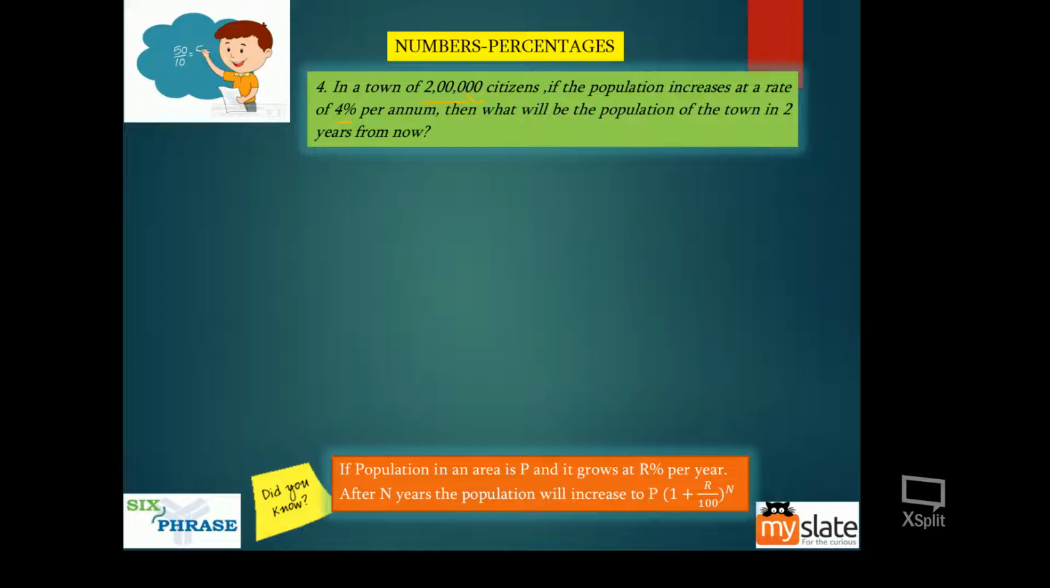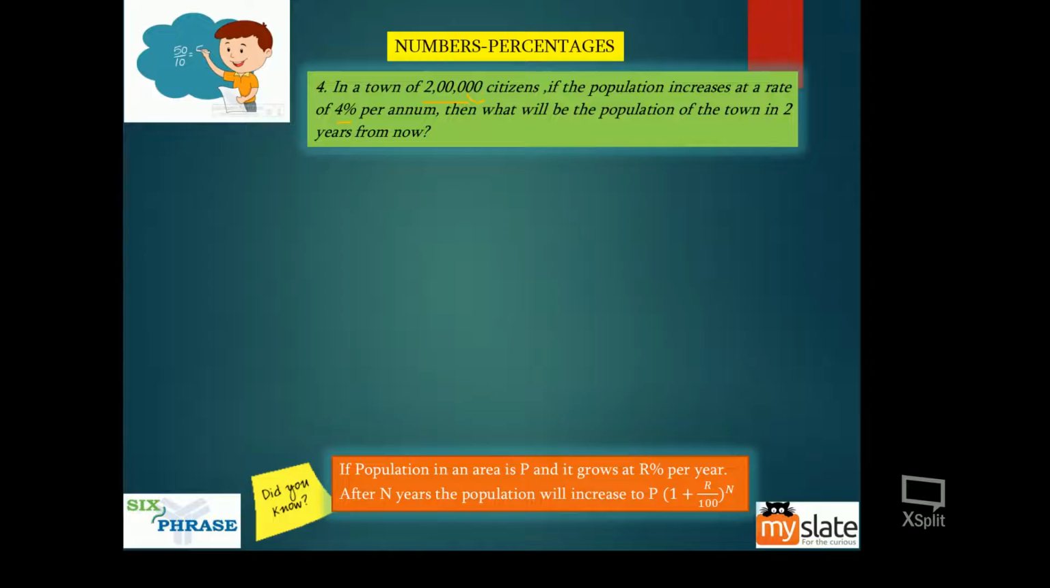August 15, 2020, the total number of people will be 2,08,000. This is a 4% increase. Now they are asking what will be the population on August 15, 2021, after 2 years from now. So what should you do? Will you apply 4% of 2 lakhs or 4% of 2 lakhs 8,000?